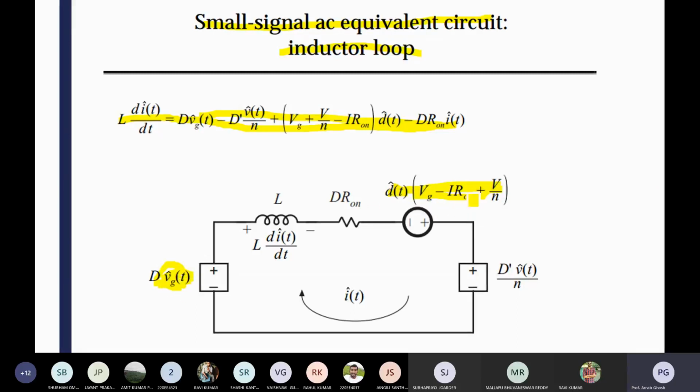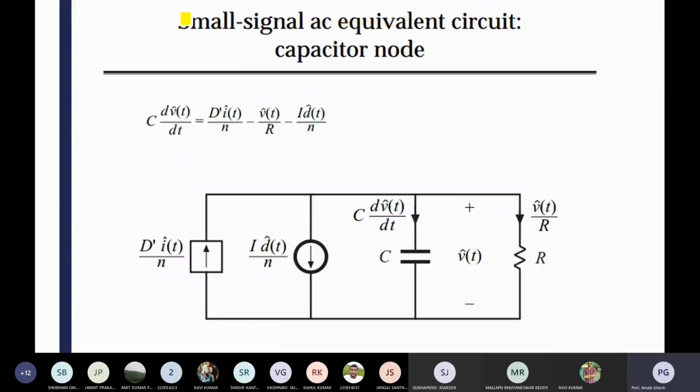It's your inductor voltage, and D into R1. So the total expression is D into IL, and minus that one directly you are getting. Again it's a dependent, voltage dependent source, a function of time. So finally you will get that expression of current. Then the small signal AC equivalent circuit at the capacitor node.